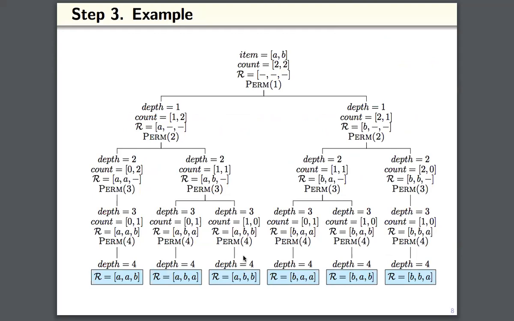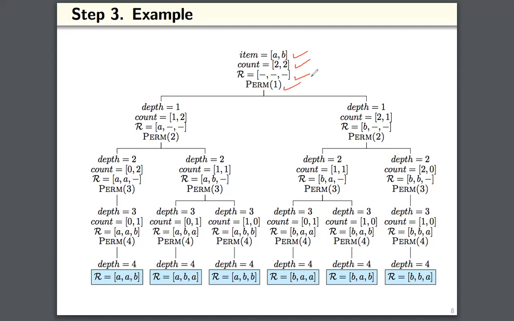Let's see an example. Okay, let's start with this. So we are starting with this. Items are A and B. Count is 2, 2. We want 3 permutations. So initially assume that everything is null. I mean, nothing is added in this combinatorial object. And you call permutations of 1. That's how you invoke the algorithm.